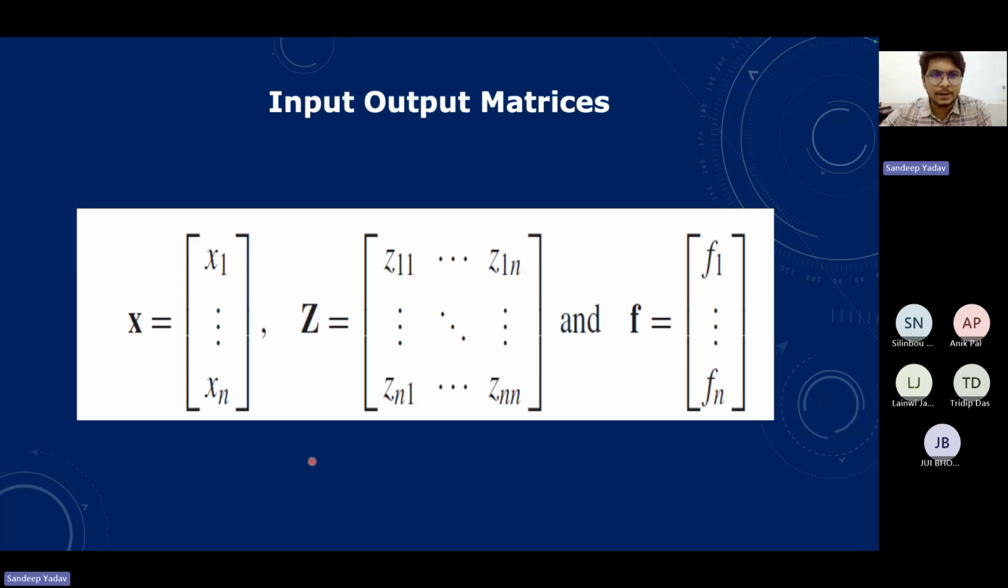When we write this into the input-output matrix, X is equal to x1 to xn, Z is equal to z11 to z1n and zn1 to znn, and F is equal to f1, f2, f3 until fn. This is how we write the input-output matrix. These things will be more clear when we solve the questions.